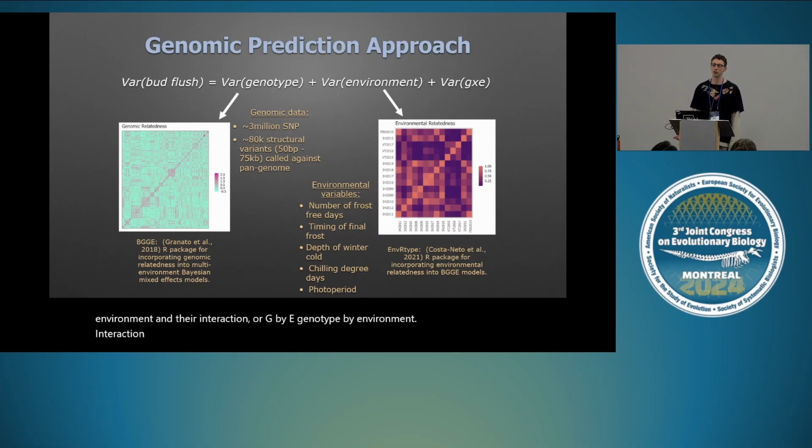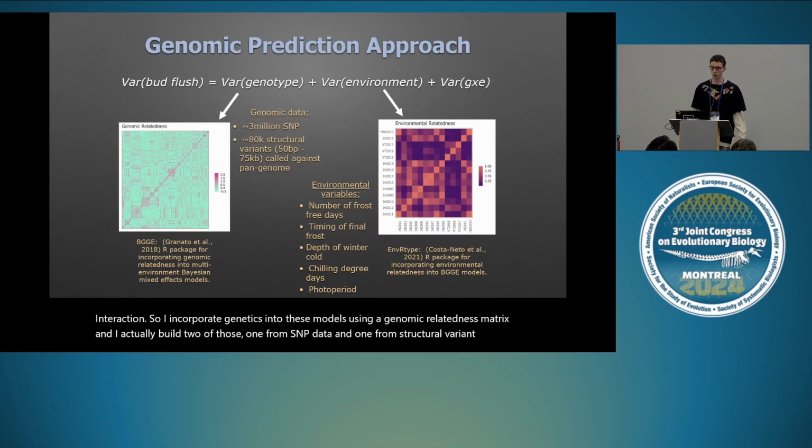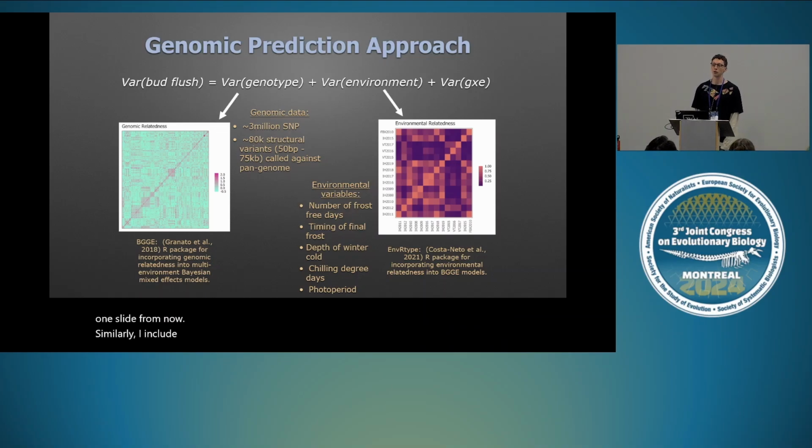So I incorporate genetics into these models using a genomic relatedness matrix, and I actually build two of those, one from SNP data and one from structural variant data. I can talk more about that at the end if people have questions, and I will compare the two in one slide from now. Similarly, I include environmental data in these models using an environmental relatedness matrix.